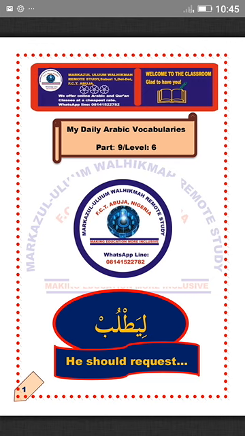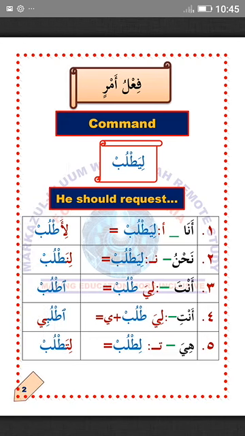Happy listening. We are going to learn from this lesson how to change the Arabic verb liyatulub to suit certain pronouns in Arabic. Fi'lu amr, command. We are going to learn how to instruct others to do something in Arabic using different forms of verbs. The question is, how do we change the verb liyatulub to suit the pronouns below?